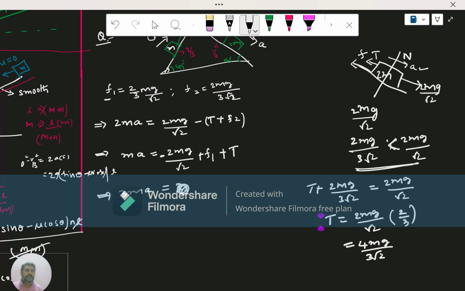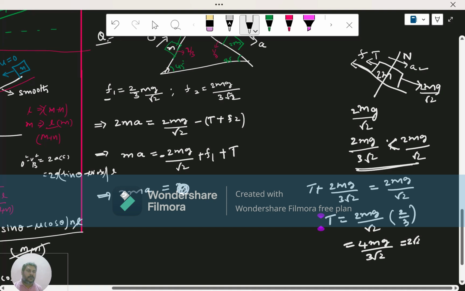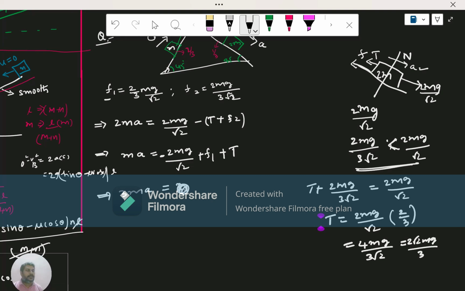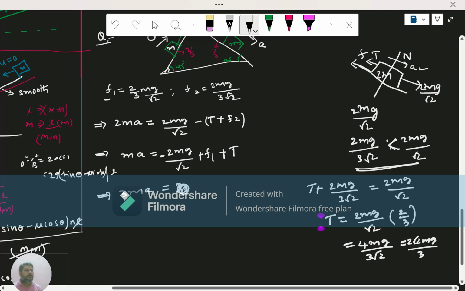This I can write as 2 root 2 mg by 3. No need to worry, in some cases they will write 2 root 2 mg by 3, in some books they will write 4 mg by 3 root 2. Both are the same. For the answer's sake we convert 4 mg by 3 root 2 into 2 root 2 mg by 3. Now coming to this T, what about the first block then? What happens to the first block with this T? So now take the first block.